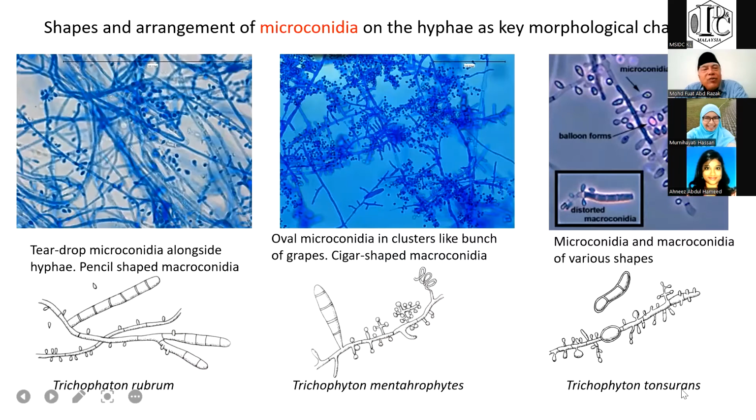But if you see macroconidia, then it is a bonus, because we can confirm the identification of the dermatophyte. If you see various shapes of macroconidia, then the culture could be identified as Trichophyton tonsurans. In Trichophyton mentagrophytes, the macroconidia are seagull shaped, whereas in Trichophyton rubrum, we describe them as pencil shaped.